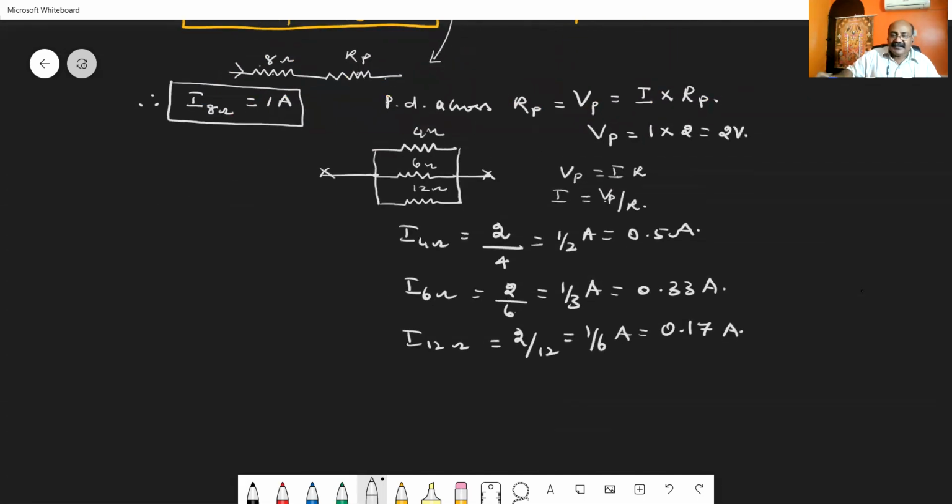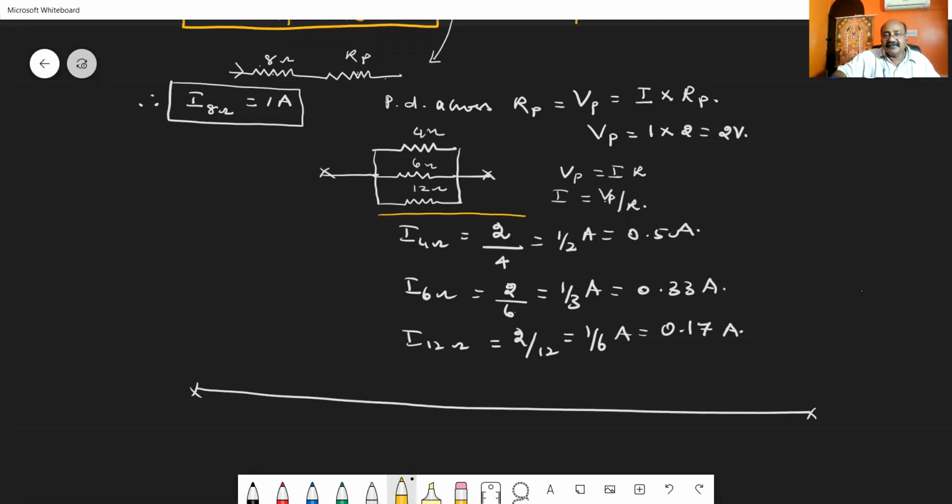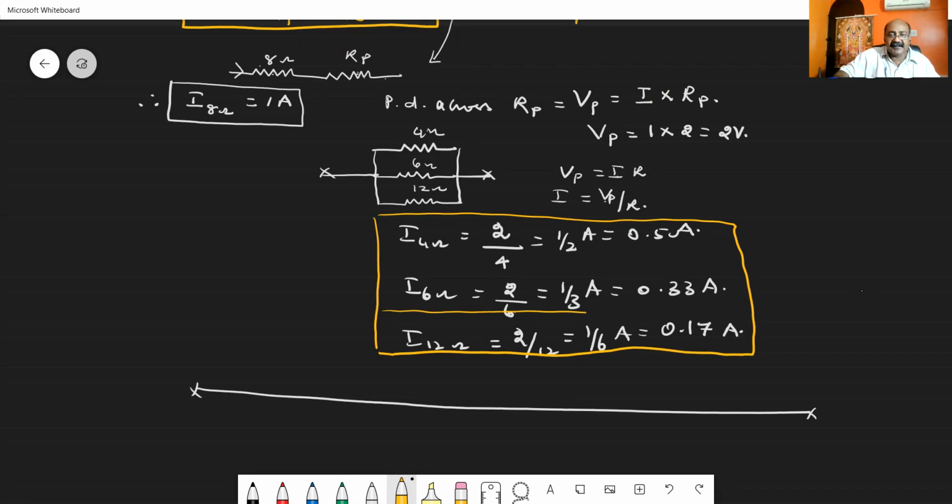This is the current available across each and every resistor. Hope you have understood. So these are the currents available across each and every resistor. So you can copy it out.